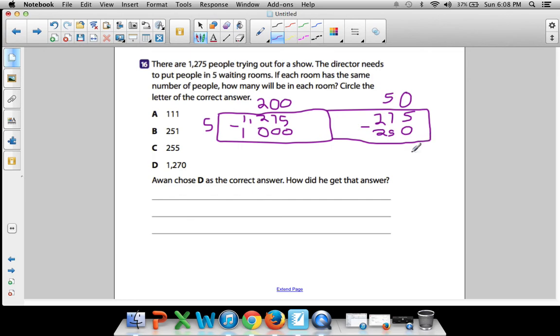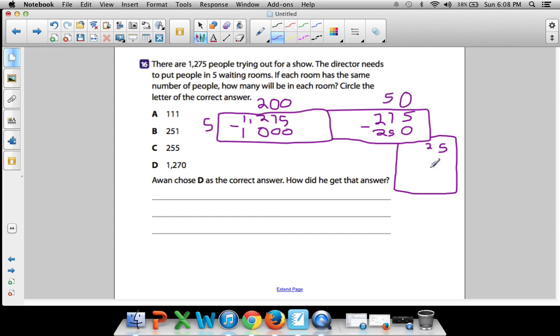275 minus 250. Oh boy, I'm out of space. I'm going to have to make a really weird area model with the box coming down here. Whatever. 5 minus 0 is 5. 7 minus 5 is 2. 2 minus 2 is nothing. So we got 25 left over.